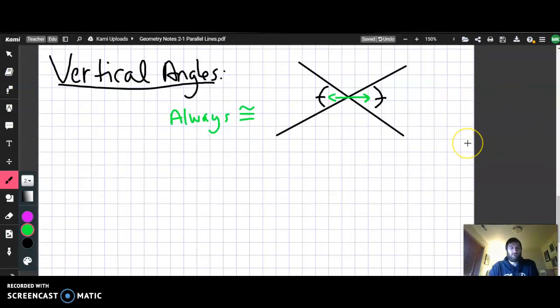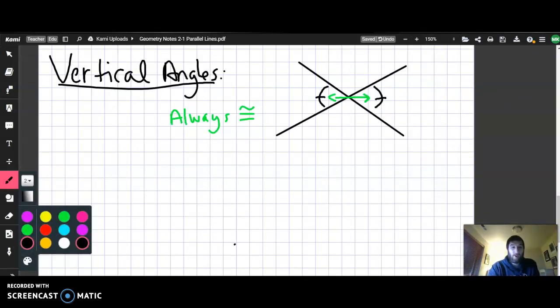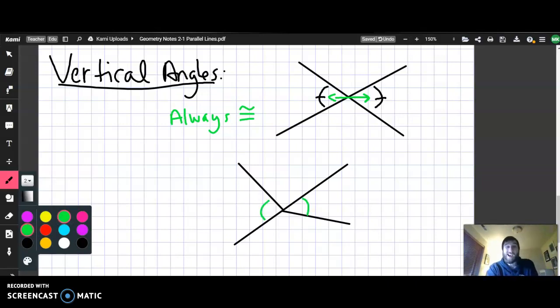Here's a non-example just to help hammer in what I'm talking about. Here's one straight line. Here's another one, but it doesn't go all the way through. And so there's a separate line that's on the other side, but it is not part of the same line. So we do not have vertical angles because those angles are not the same size and they're not formed by two straight intersecting lines. So these are not congruent because they're not formed by two straight intersecting lines.